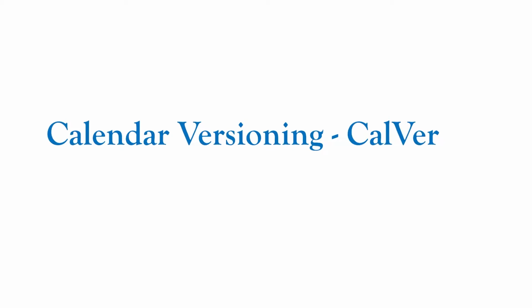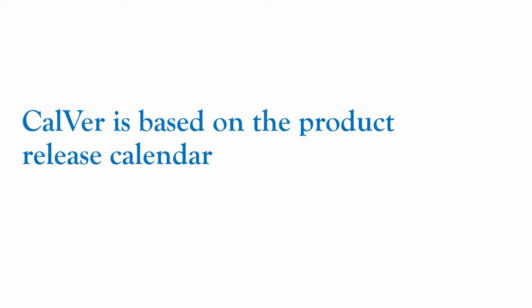But in this video, what we are going to look at is another very popular, up-and-coming scheme of versioning called calendar versioning or CalVer. Now, in very simple terms, CalVer is a versioning scheme where you version your product based on its release calendar. So how does that look?